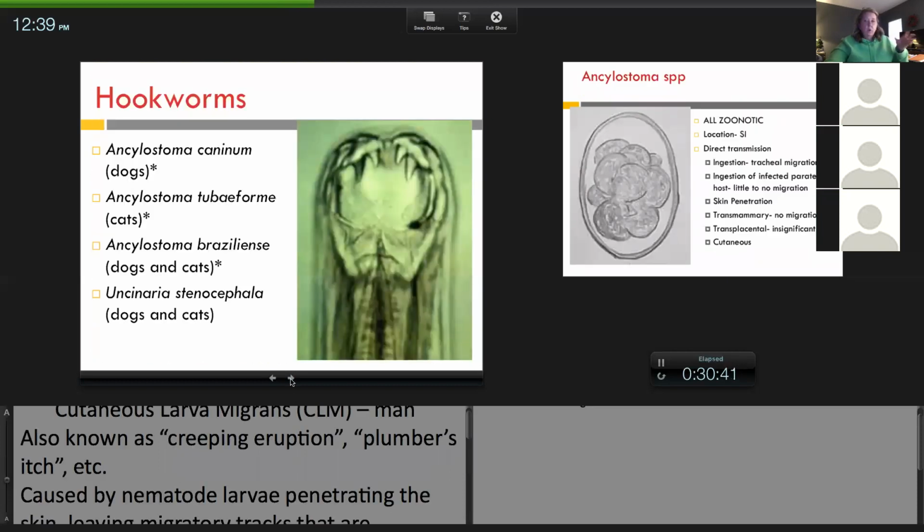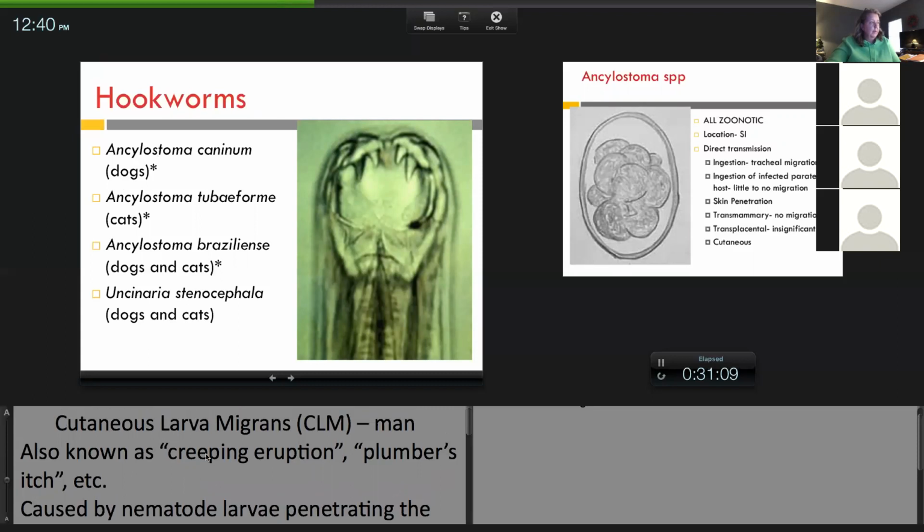Now moving on to hookworms: Ancylostoma caninum, Ancylostoma tubaeforme in cats, and Ancylostoma braziliense. Your first two here are going to be your most common. And Uncinaria stenocephala. Don't you love saying all these words?